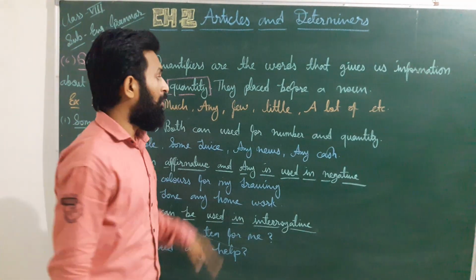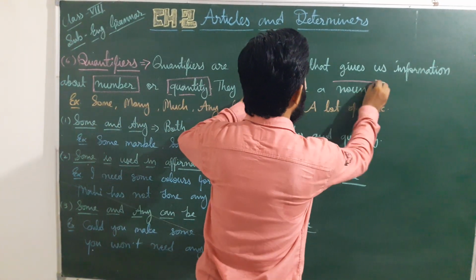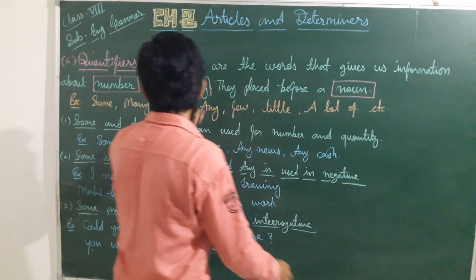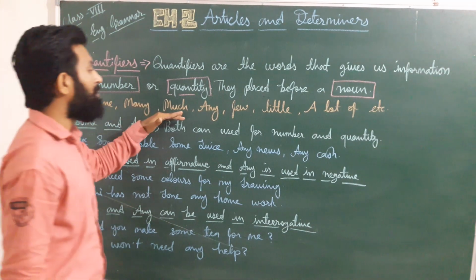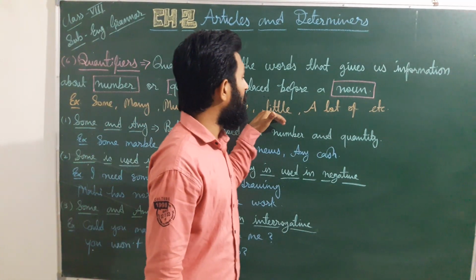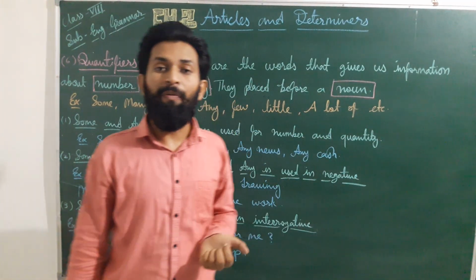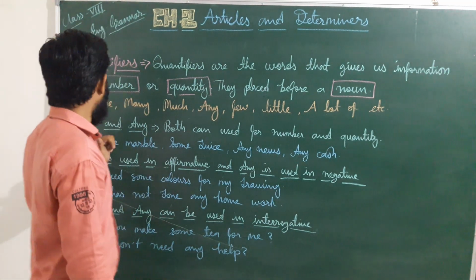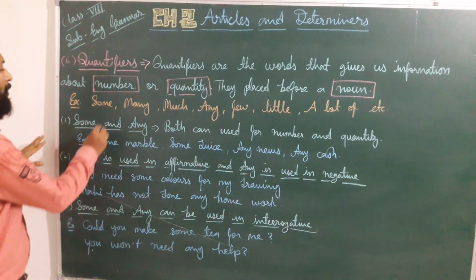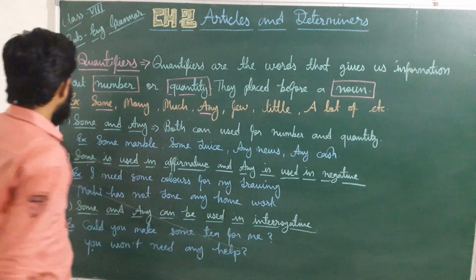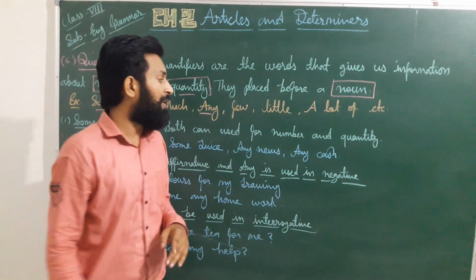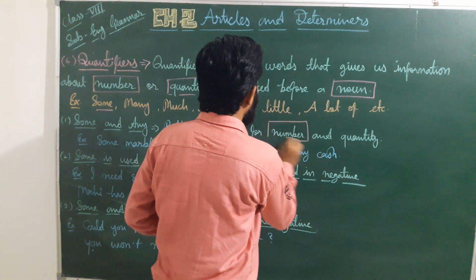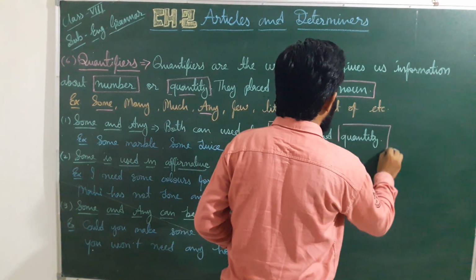They are placed before a noun, mostly before a noun only. Examples: some, many, much, any, few, little, a lot of. These types of words are known as quantifiers. At first we will talk about some and any. Dear students, some and any can both be used for numbers and quantity. You can use both of these quantifiers for numbers and also for quantity.